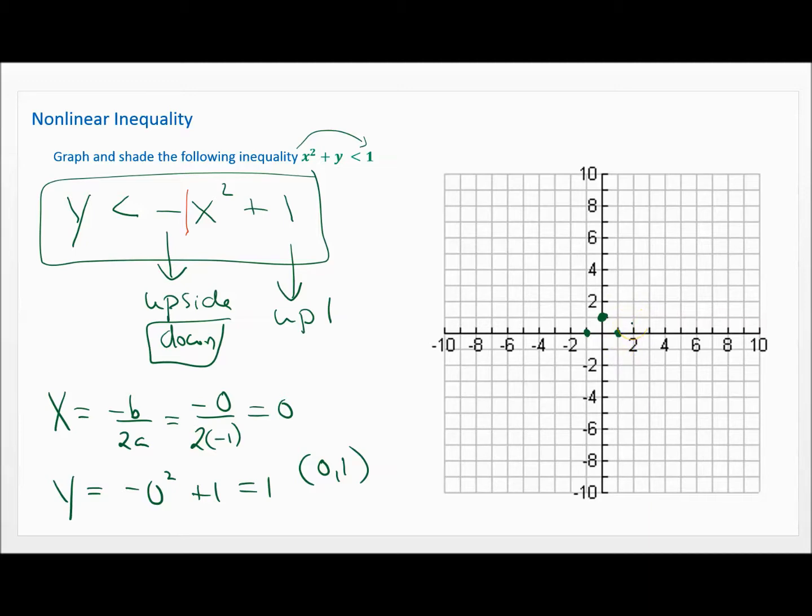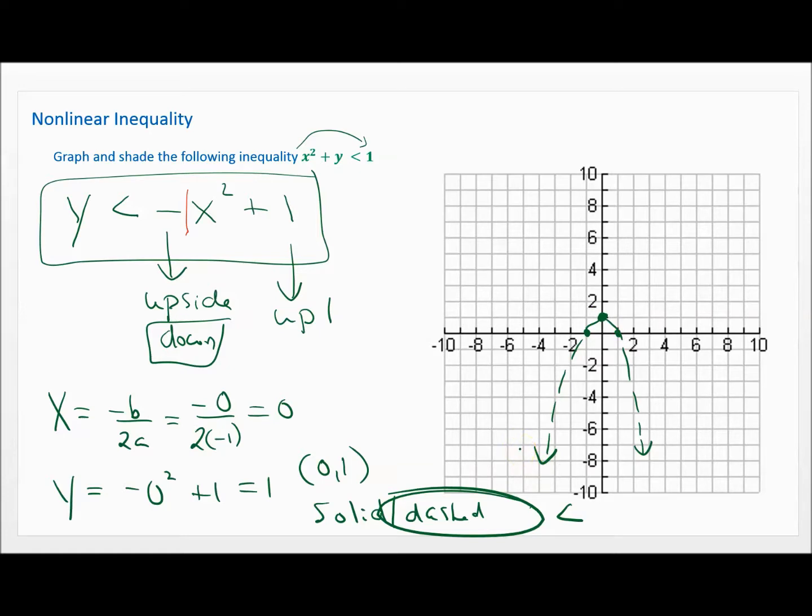Now, next thing, do I do solid or do I do a dashed line? Okay, and it is a dashed line. Why do we know? Because this is strictly less than. There is no equal to. So I connect my dots with a dashed line. So there's my dashed parabola. And what that means is no answers that make this inequality true lie on the parabola line.